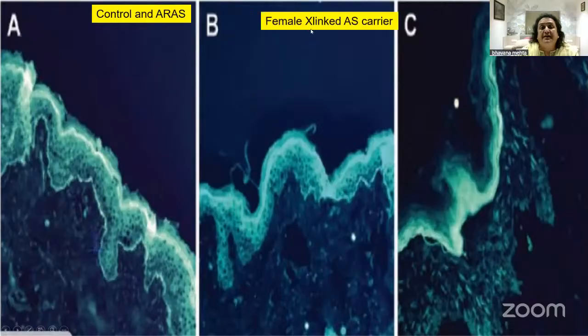this is the female X-linked Alport syndrome carrier, where we can see a mosaic pattern like how we saw in the renal biopsy, where here you can see the staining of the basement membrane of the epidermis, but it is absent in this area. And this is the male X-linked Alport syndrome, where we can see total absence of the basement membrane of the epidermis.